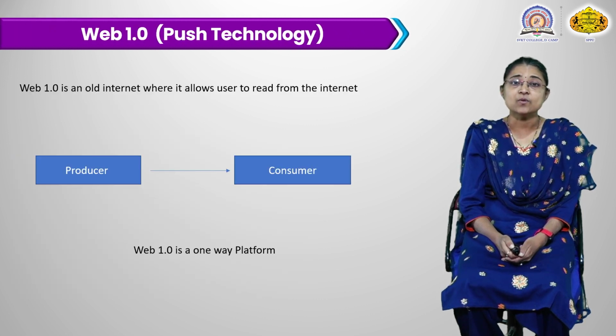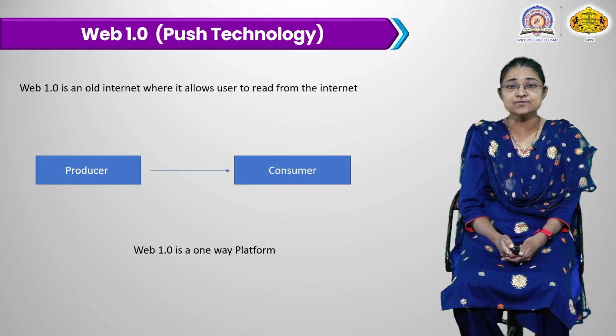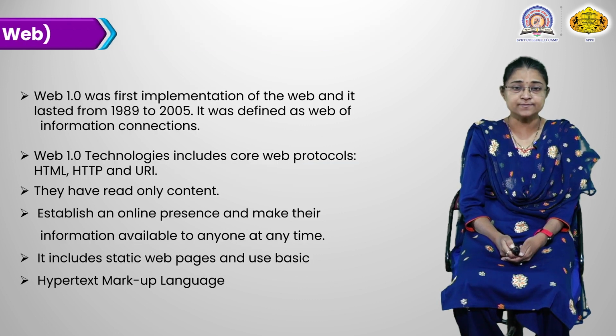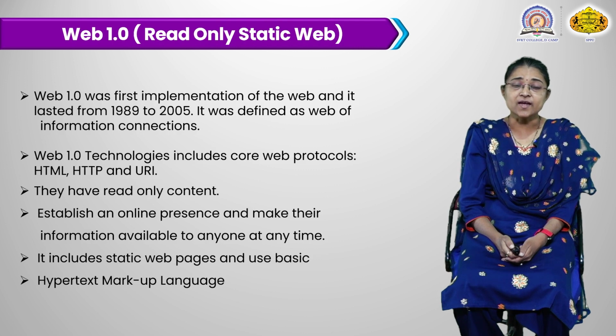Now, we come to Web 1.0. Web 1.0 is the earlier technology. It used to be called push technology. It is an old internet which allows users to read from the internet. Web 1.0 was a static type of technology. The web pages were static in nature. The users can only read from the internet. So, there were few producers and few consumers. It was a one-way platform for information sharing. So, as I told you, Web 1.0 is the read-only static web.